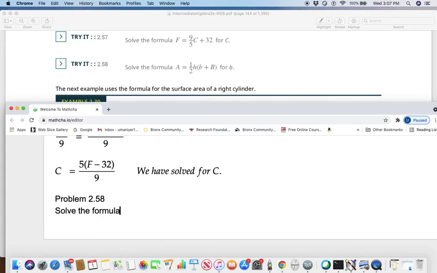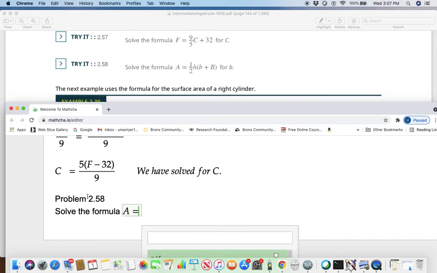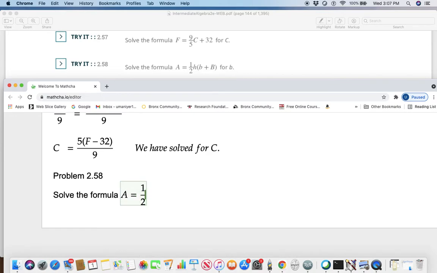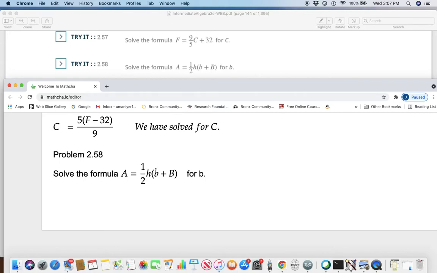Solve the formula A equals 1 over 2 h times little b plus capital B. You want to solve it for little b. So little b is deep inside the formula. As always, I want to solve for little b, so I will write this expression on the left and A on the right.